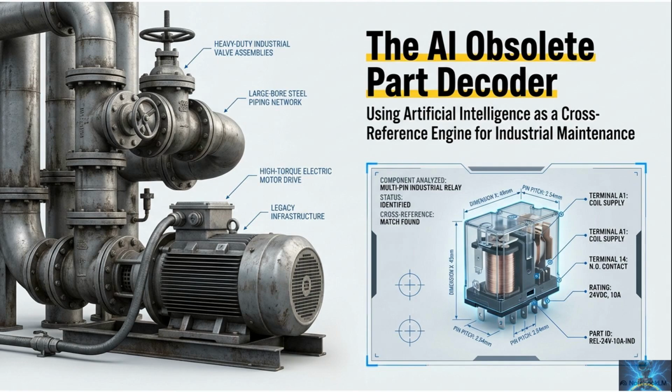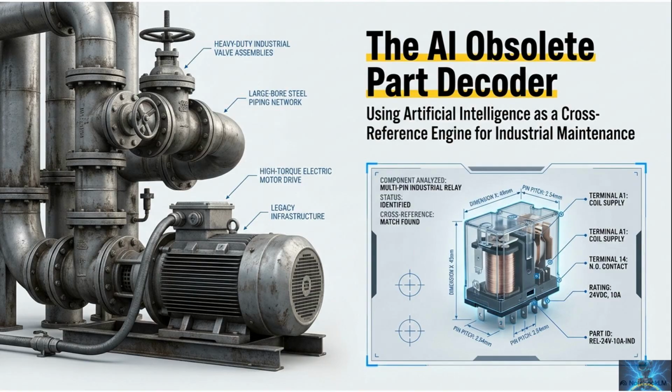The AI obsolete part decoder. Industrial maintenance has a special kind of pain. Equipment that still runs great, but the replacement parts do not exist anymore. This video shows a practical way to use artificial intelligence as a cross-reference engine to translate an obsolete part into a modern, available equivalent. The goal is simple: keep legacy systems running safely without gambling on mystery parts or forcing a full rebuild.